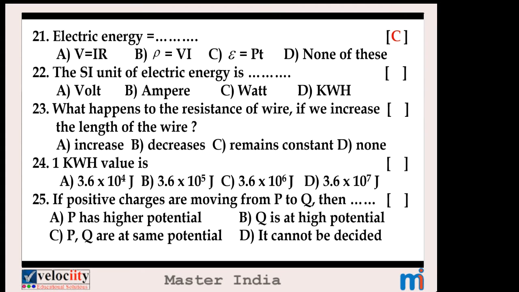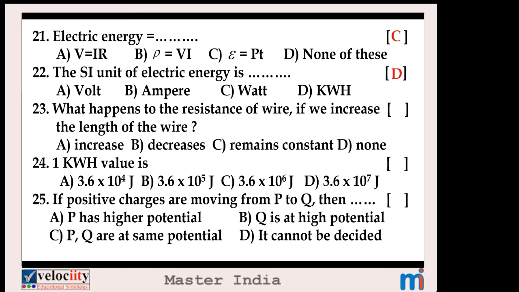22. The SI unit of electric energy is dash. A. Volt, B. Ampere, C. Watt, D. kWh. Correct answer is kWh. Kilowatt hour. The SI unit of electric energy is kilowatt hour. That is kWh.